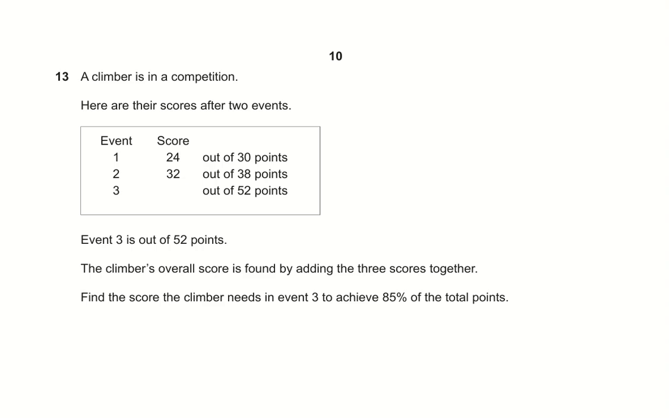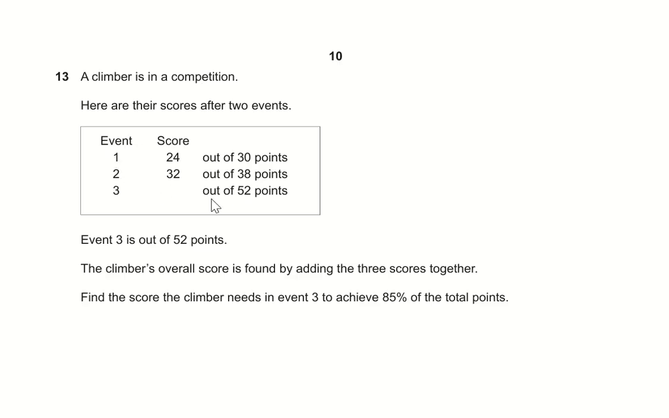Okay. Let's read the question. Question number 13. A climber is in a competition. Here are their scores after two events. Okay, event one, two, and three scores. We are given scores just for event one and two. We are not given event three, so we need to find that one.